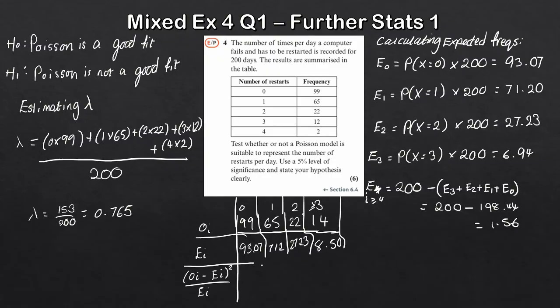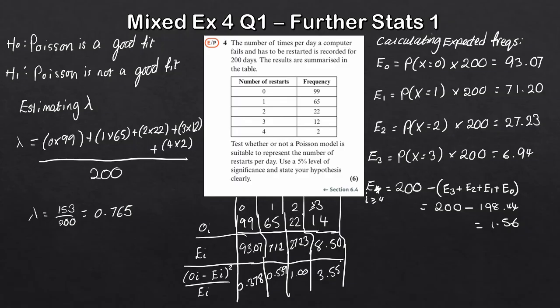Okay. So now, just looking at your values, again, I've done all these by hand, but just make sure you can do it: 99 minus 93.07, square that value, and then divide it by 93.07. So what you should get here is 0.378, 0.539, 1.00 to 2 decimal places, and then 3.55 here.